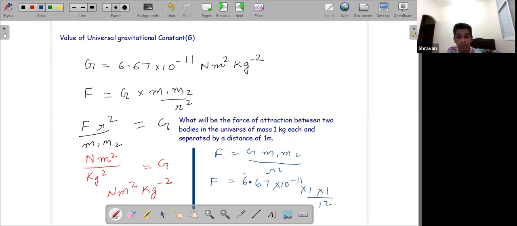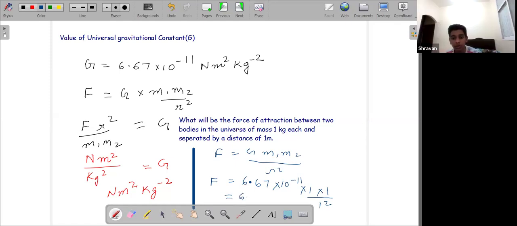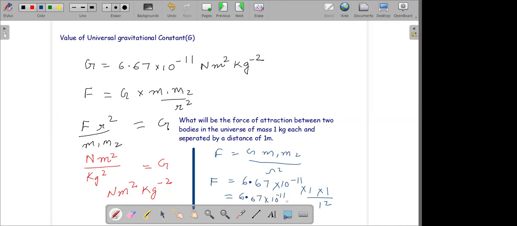So now should we multiply 6.67 into 10? Yes, you can write it in the same way, in scientific notation. The answer is 6.67 into 10 raised to the power negative 11 Newton. The answer is in Newton. So this will be the force between them.